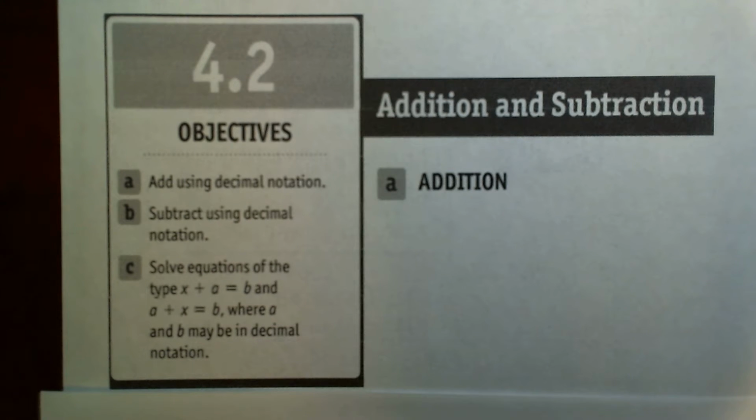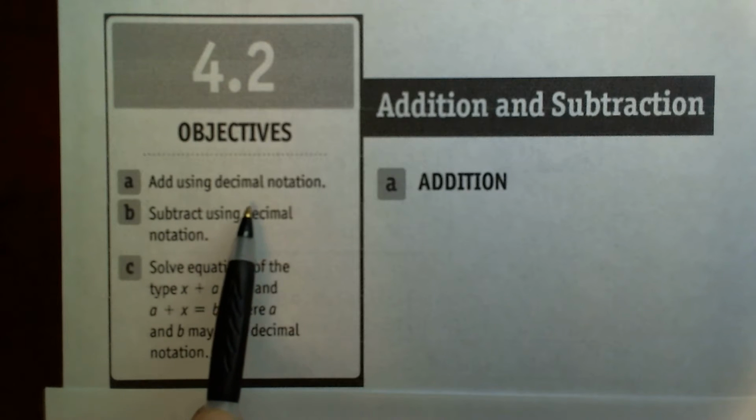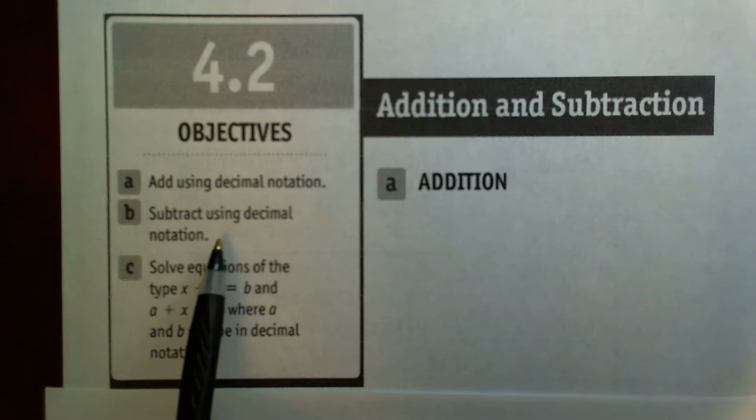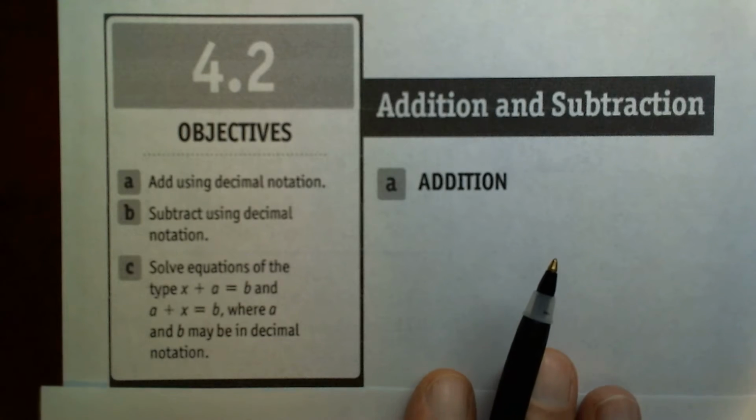Section 4.2 is about addition and subtraction, and remember we're still dealing with decimal notation. So objective 1 is adding using decimal notation, and then objective 2 is subtracting using decimal notation, and then we apply that to solve equations of the type x plus a equals b and a plus x equals b, where a and b may be in decimal notation. So let's get started with addition.